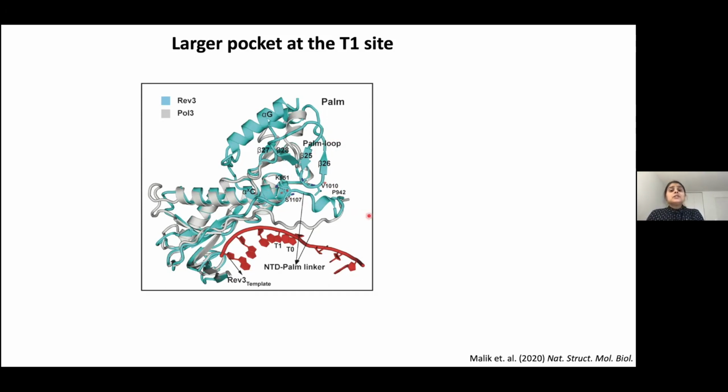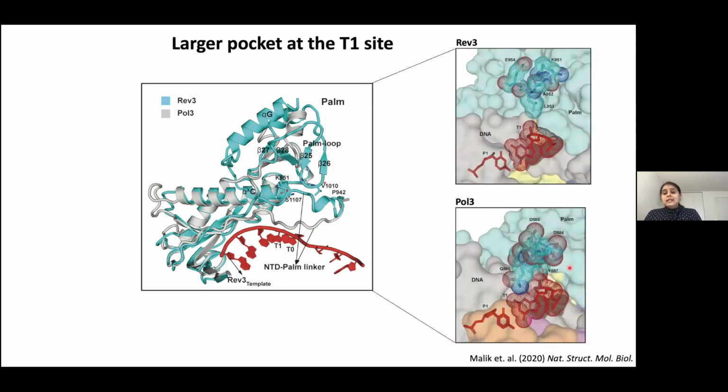If we zoom into this area, we see that the tyrosine stacks against the sugar at the T1 site in the case of Pol3, whereas in case of Rev3, you see that the equivalent residue, glutamate, is pulled out, creating ample space at the T1 site for a lesion to come and bind in. So this is basically the structural basis of the extension reaction, which Pol Z is very famous for and does very well.